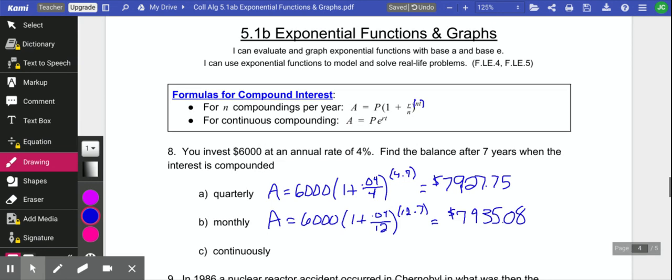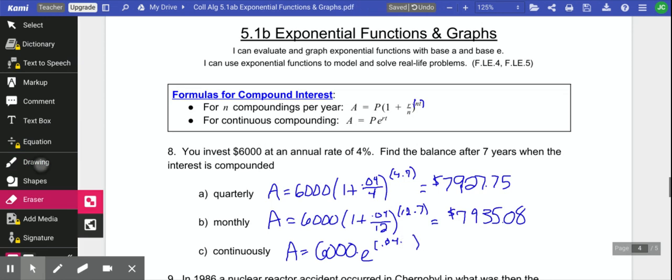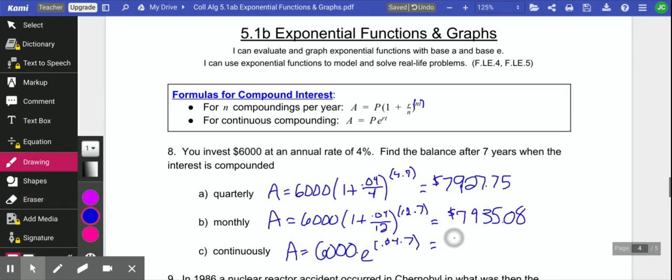And then if we're compounding continuously, now we're going to switch formulas. We're going to go to PERT. So our principal is still 6,000. Times E, remember E is just a button on your calculator, and it's going to automatically start parentheses. The rate is 0.04 times the time, which is 7 years. And you should get $7,938.78. So notice the more frequently the interest is compounded, the more money you make.